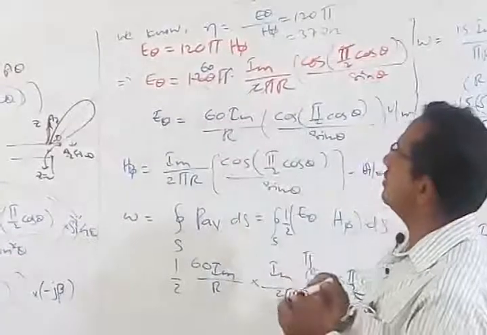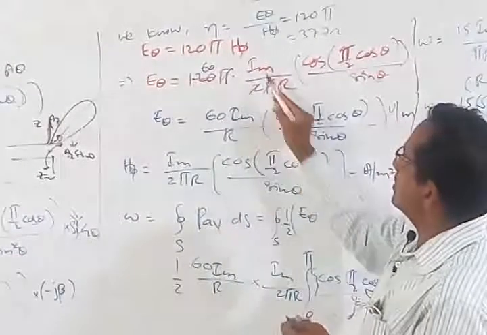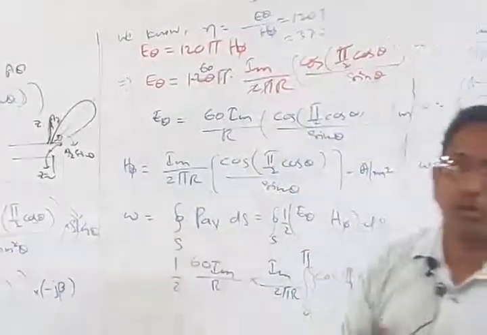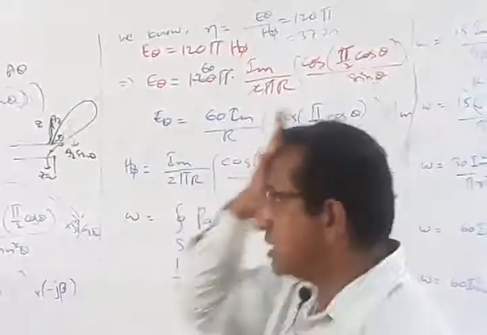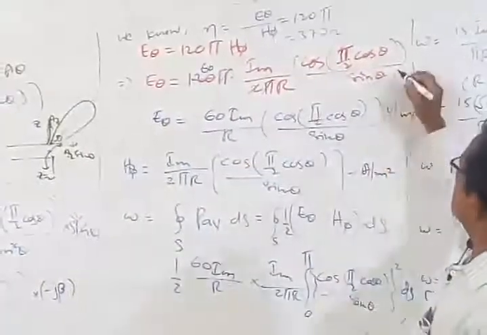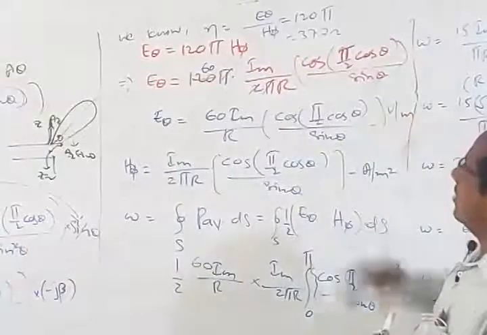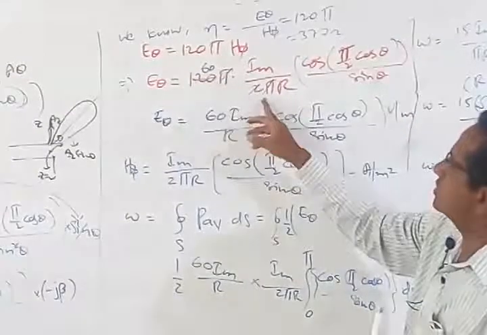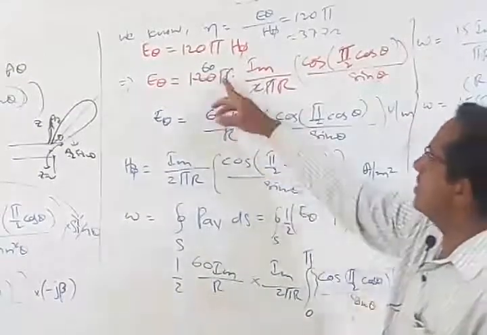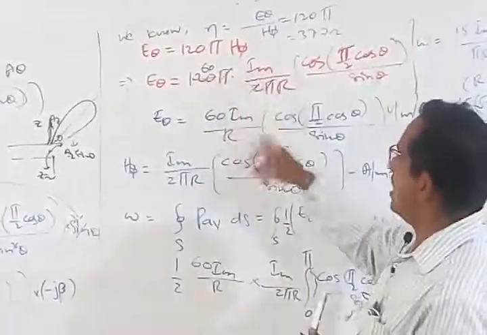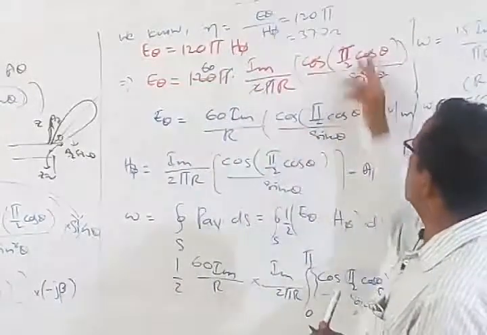So E theta is equal to 120 pi into what is H phi? Im by 2 pi r into cos of pi by 2 cos theta by sin theta. So therefore this is the equation we have. Now this 120 goes with 2. So therefore I will be having 60 Im by r, pi will get cancelled. So this part remains as it is.